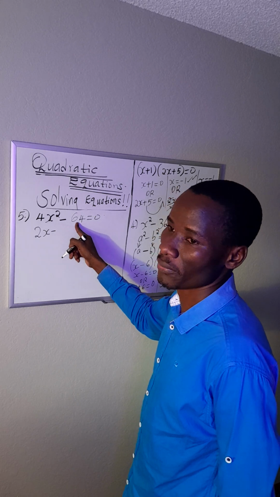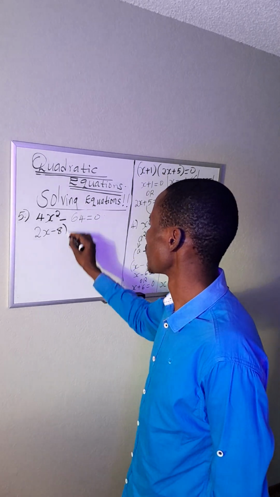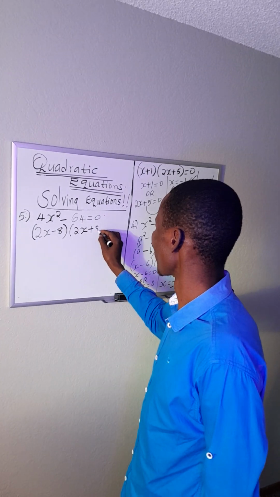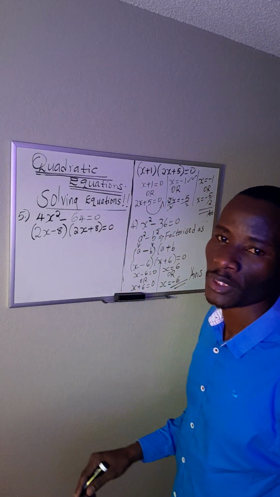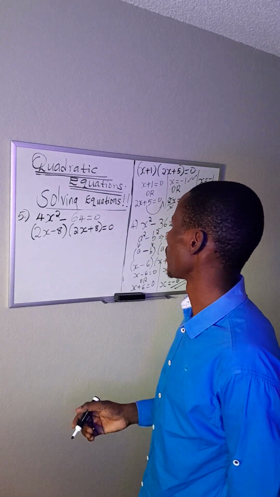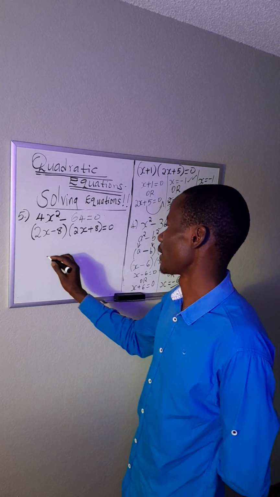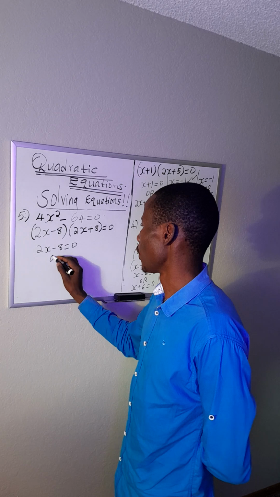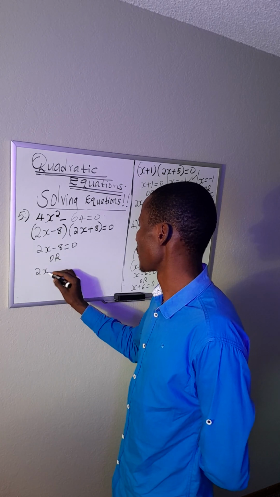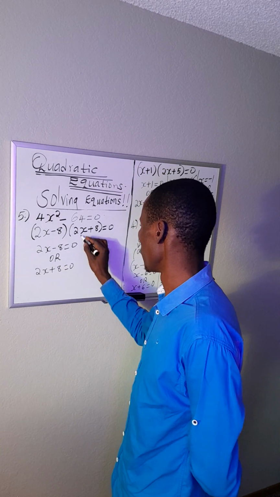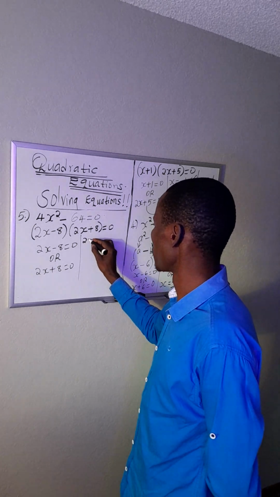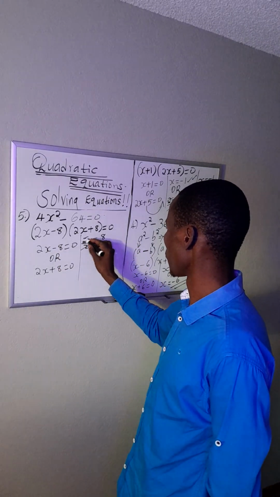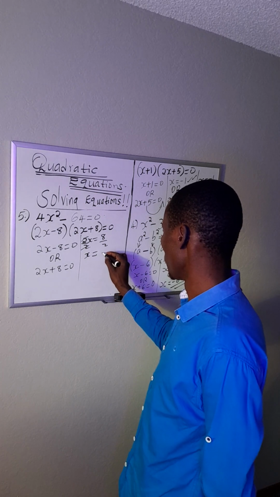Subtract, the square root of 64 is 8. Close and open the bracket: open 2x plus 8 is equal to 0. Then what do we do? We now go ahead and solve for the value of x. For the first one, 2x take away 8 is equal to 0, or 2x plus 8 is equal to 0. We now solve. I have 2x is equal to positive 8, out of 2, out of 2. So for the first one, x is equal to positive 4.